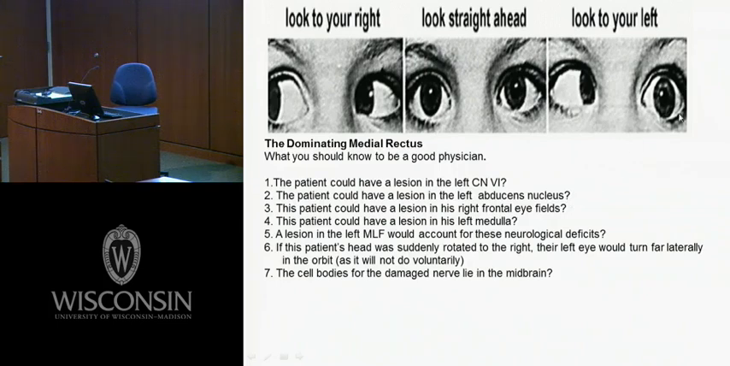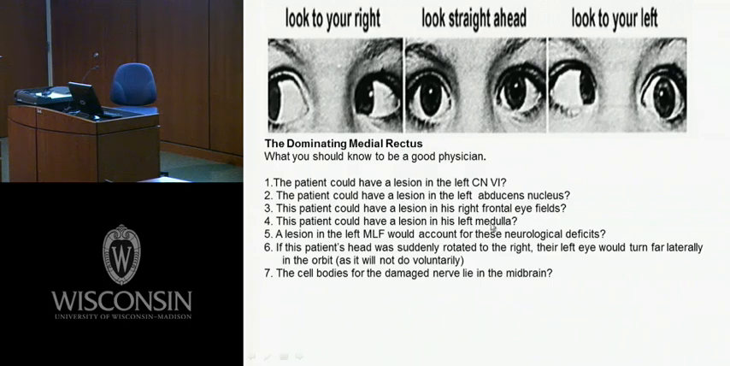Would you affect one eye like this or both eyes? So you would affect both eyes. How about the patient could have a lesion in the right frontal eye fields? Well, if you had a lesion in the right frontal eye fields, you couldn't move both eyes to the left.